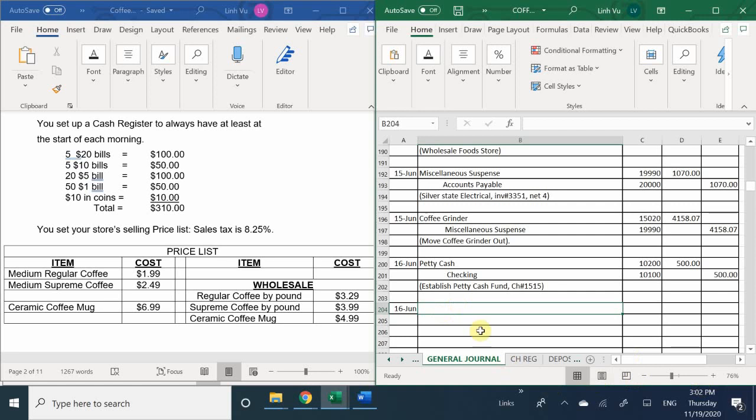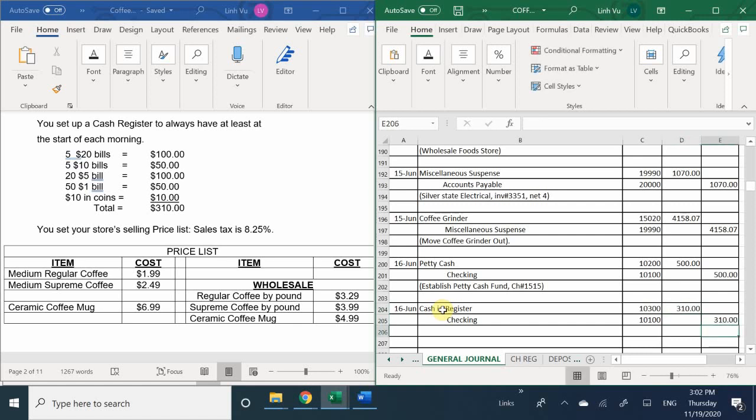Good. And it's going to come out of our checking account, which is going to be 10,100. So cash in register is just going to be what we put. Good. And for what amount? $310.